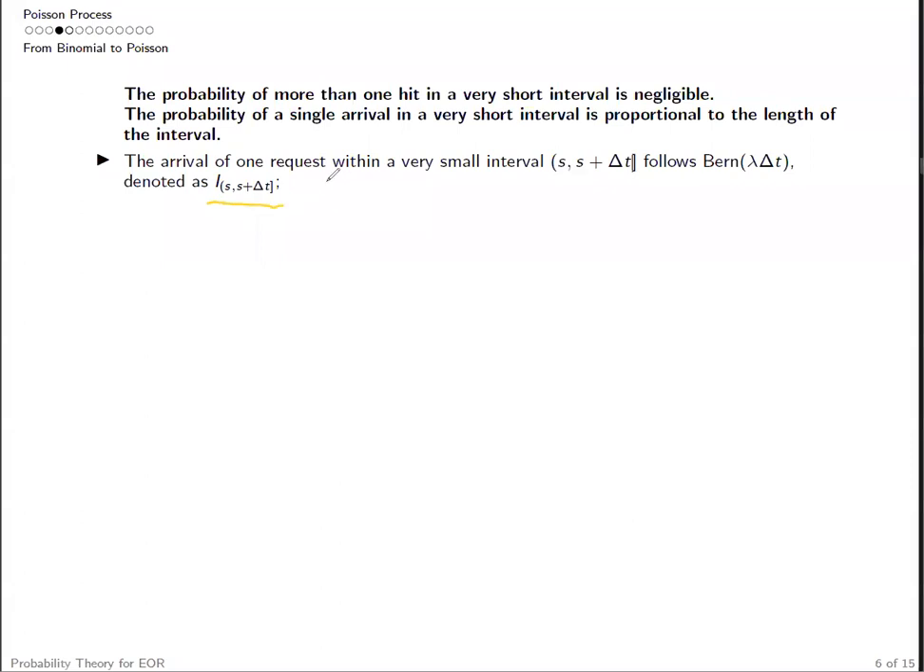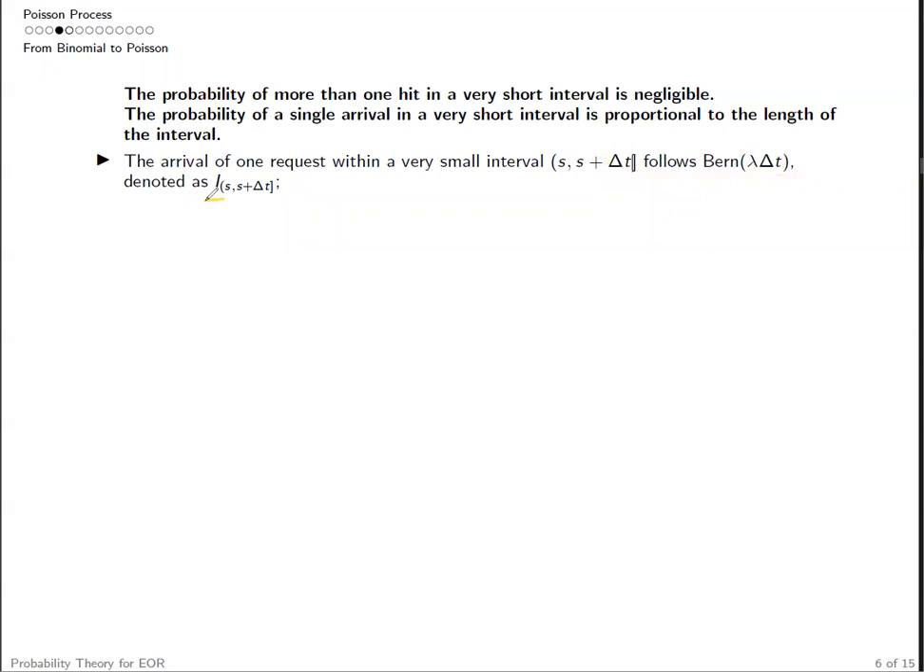This one is either equal to 0 or 1: 0 if we have no requests, and 1 if we have one request. And delta t here, we consider to be a very small number. It's so small that whatever lambda you choose, as long as lambda is positive, lambda delta t is always between 0 and 1, because delta t is very, very small, okay?